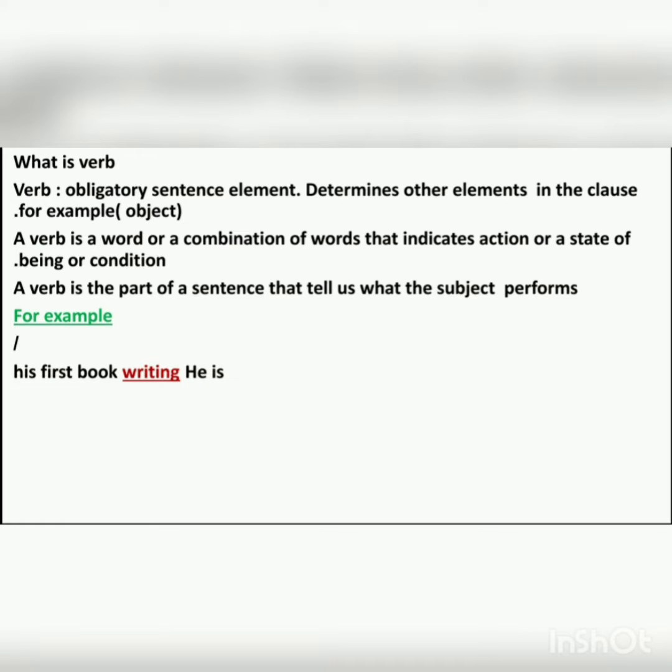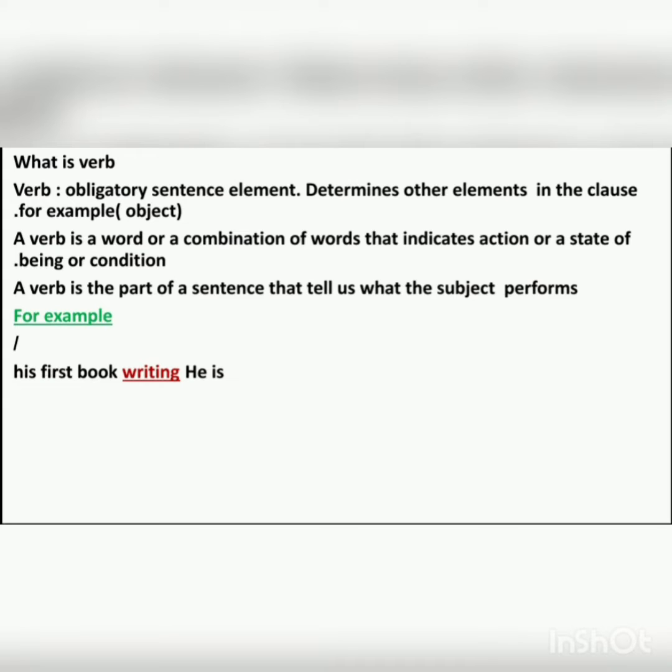And then we have the second element, which is the verb. So what is meant by the verb? The verb is the obligatory sentence element. The verb is something obligatory in the sentence, it must be present in the sentence. A complete sentence cannot be formed without the verb.